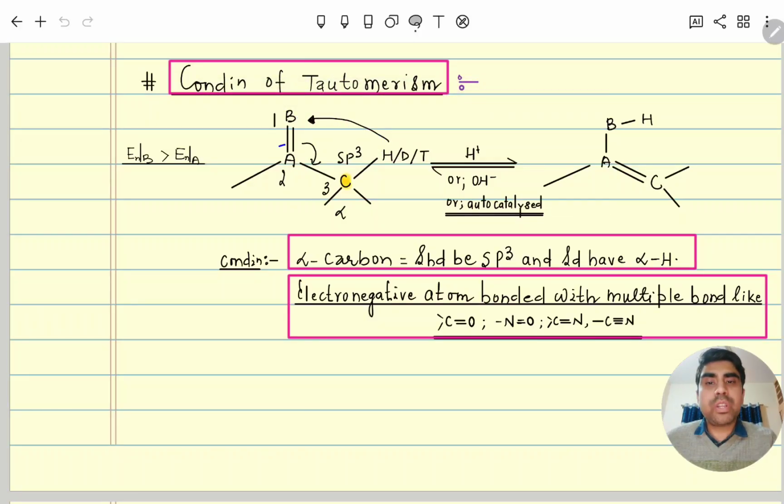The alpha carbon should have a monovalent atom which will oscillate from the third position to the first. When this bond polarizes, this H plus, the alpha hydrogen, the acidic hydrogen, will migrate from the third carbon to this B and form a single bond BH, and here this A plus and this carbon minus will combine together and form a double bond. In this tautomerism, acidic medium and basic medium both act as catalysts. They increase the rate of tautomerism, or this reaction can also happen in auto-catalyzed mode.